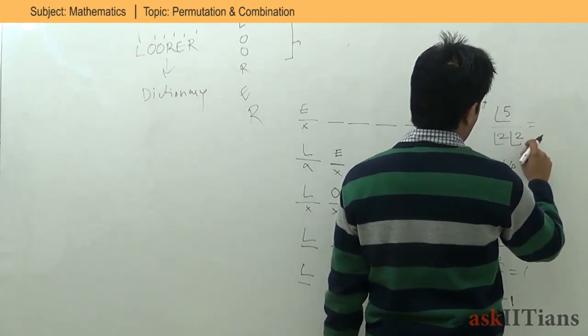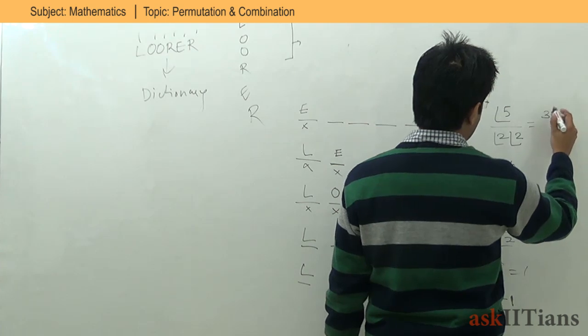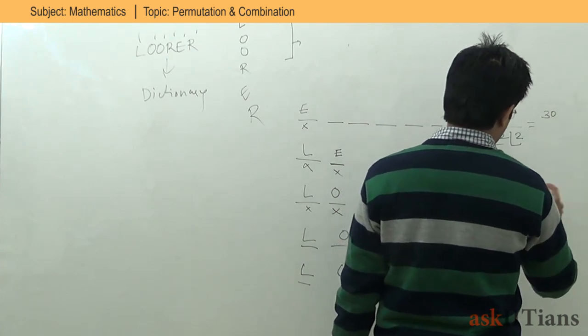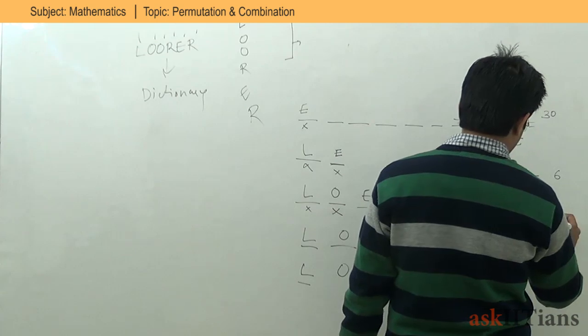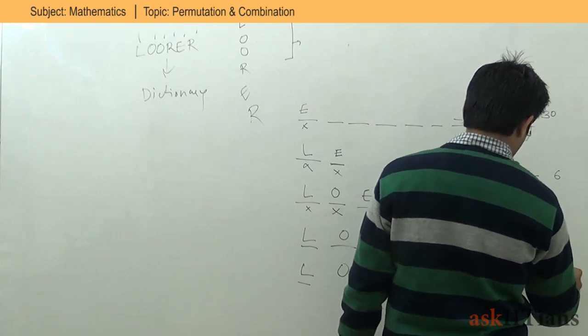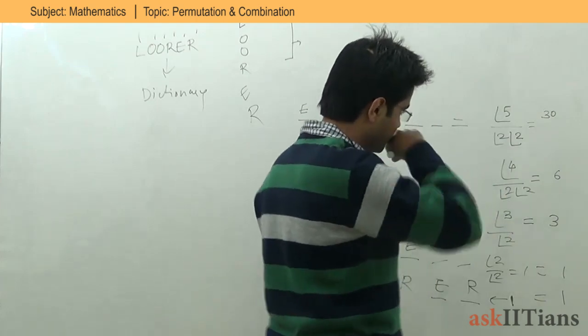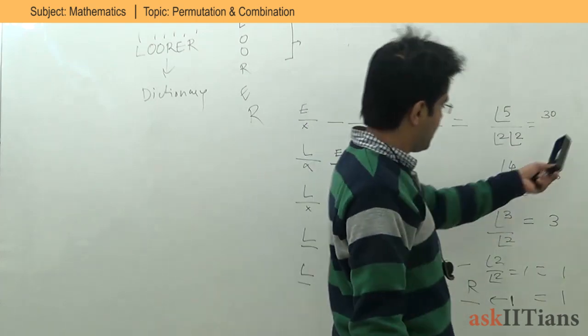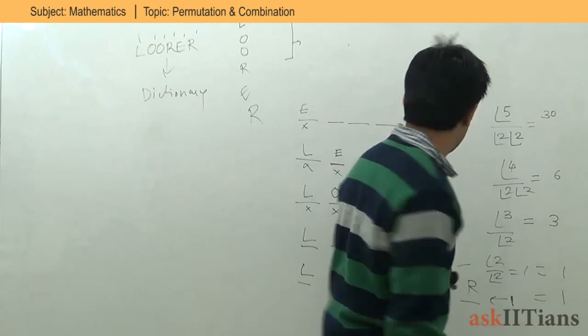What is it? Factorial 5 upon factorial 2 is 30. Factorial 4 upon factorial 2 is 6. Factorial 3 upon factorial 2 is 3. This is 1 and this is again 1. So we'll add all these things: 36, 39, 40, 41.